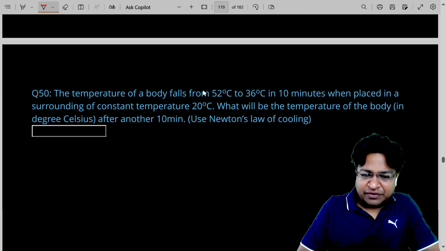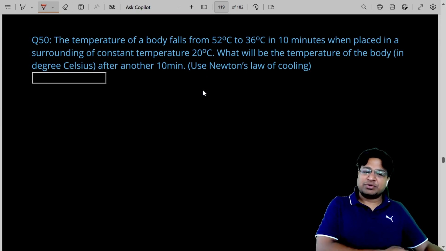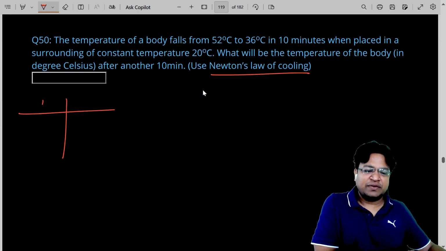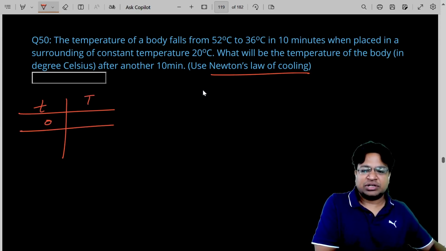That brings us to the last question of the physics section. Let's have a look at this. Now, this question is based on Newton's law of cooling. What information has been given to us? I'll first make a table between temperature and time. So, at the initial instant, the temperature was 52 degrees Celsius.